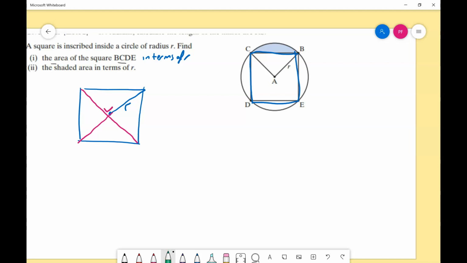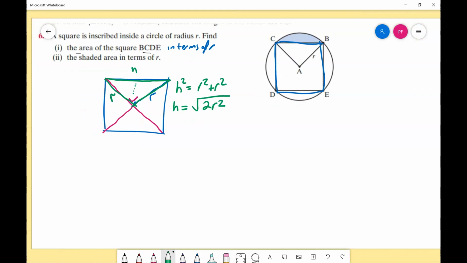So what in essence I have up here is a right angle triangle where I know two sides, but I need this length, which is the hypotenuse opposite the 90 degrees. So the hypotenuse squared equals r squared plus r squared. So h is equal to the square root of 2r squared. So each side of my square would be that length. So here's my square, that's root 2r squared and root 2r squared.